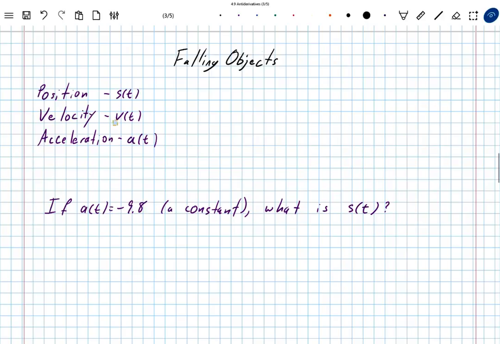Velocity, v(t), is just how fast the position is changing. And acceleration, a(t), is just how fast velocity is changing. Both of those can be negative. So to tie that more into our calculus, remember that v(t) is equal to the derivative with respect to t of position, and acceleration is the derivative of velocity with respect to t, which means that it is the second derivative of position.